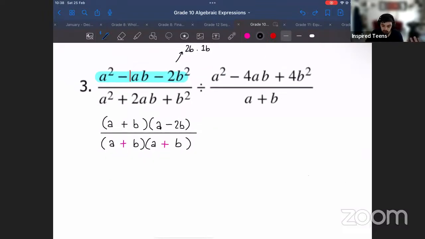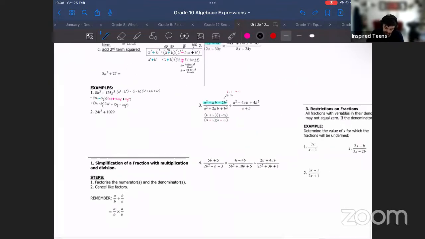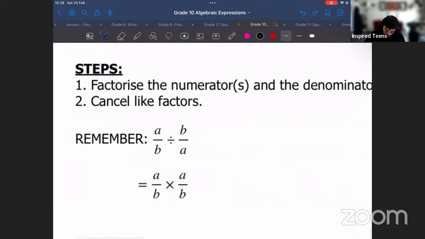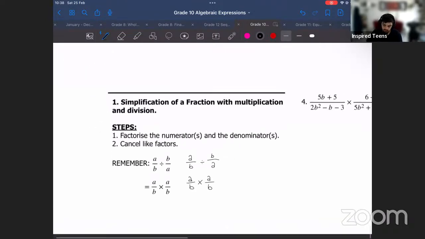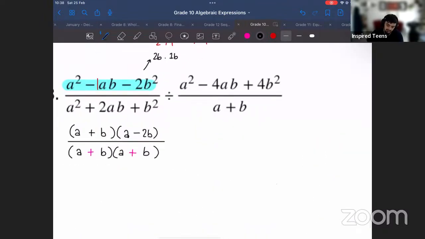Okay, divide. Remember, we are in grade 10 at this point. Whenever we divide fractions, we don't have a method specifically to divide fractions. However, the method to dividing fractions is to flip and then actually multiply. So a over b, you keep your first term the same, multiplied by the flip of the second term. Please remember that.